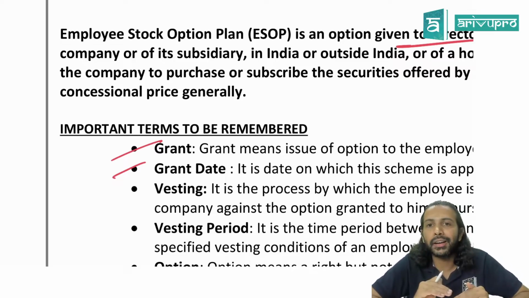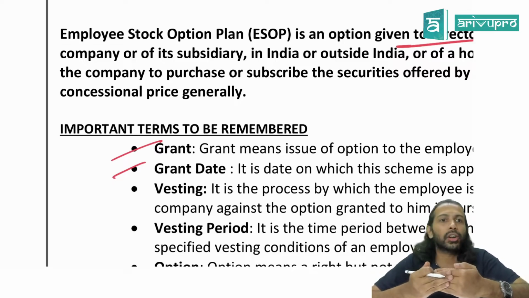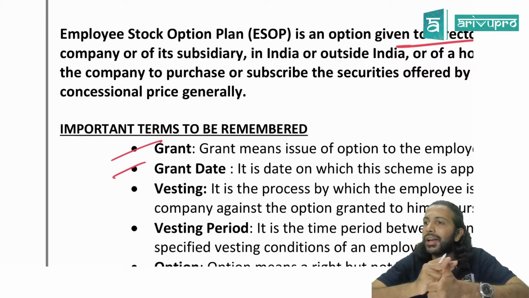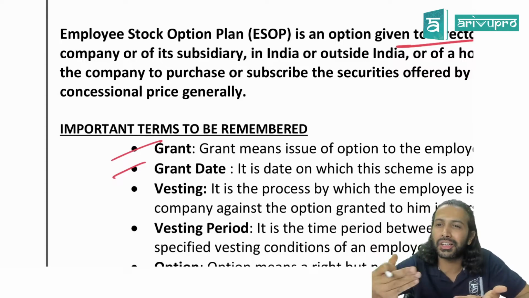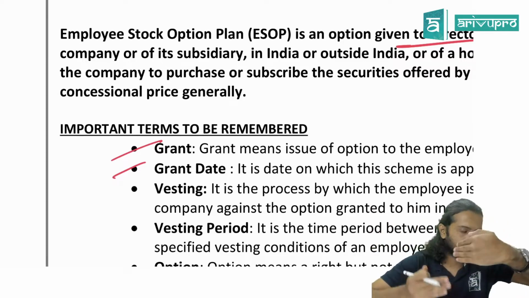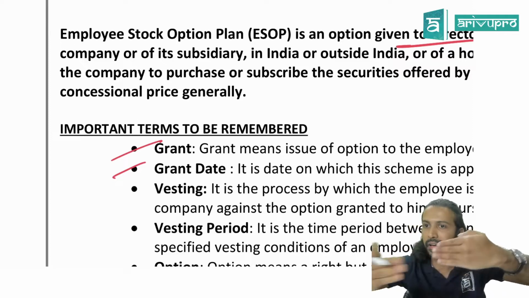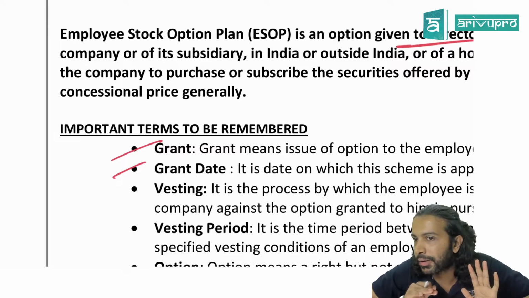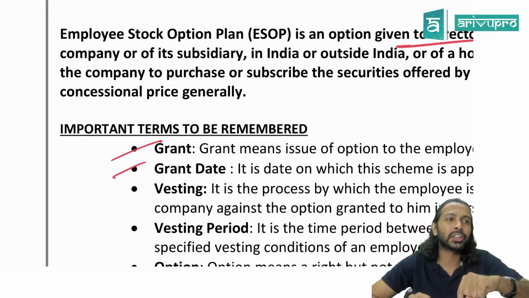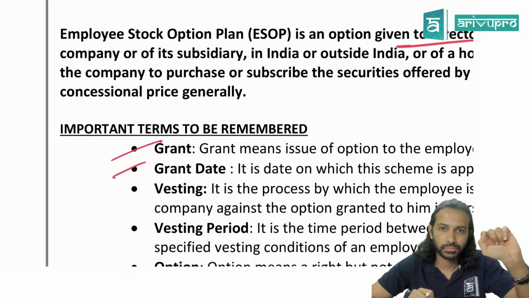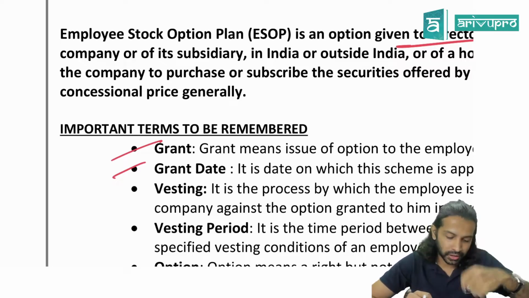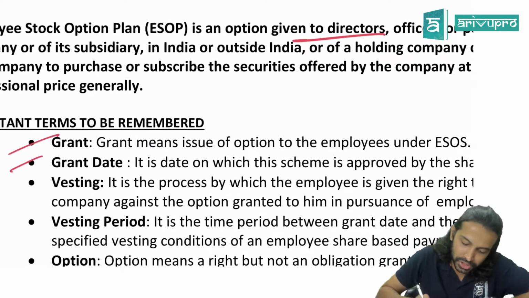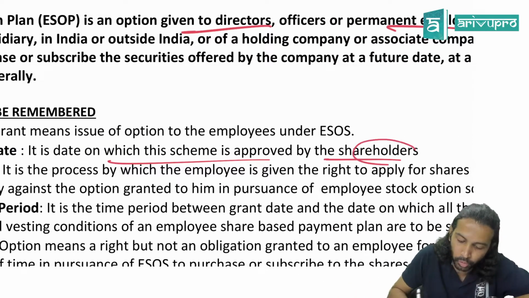So grant date means it's a date on which both the parties have agreed. Which parties? The company as well as the other person, who is generally your employee. The day on which the company and the employees agree to get into this ESOP arrangement, that day we call a grant date. Easy? And normally these ESOPs also require the company's shareholders' approval. So if approval is required, grant date is the date on which the scheme has also been approved by the shareholders.